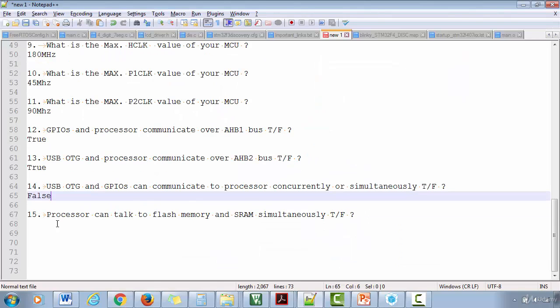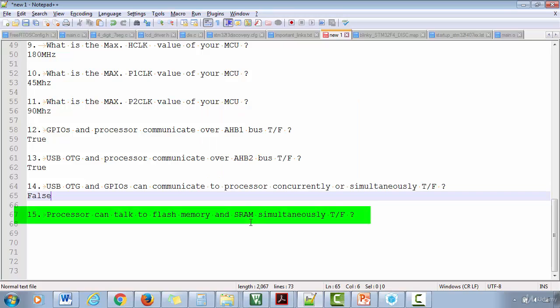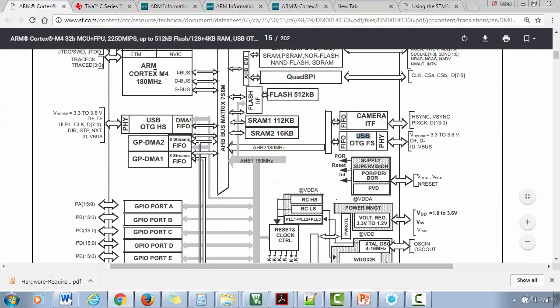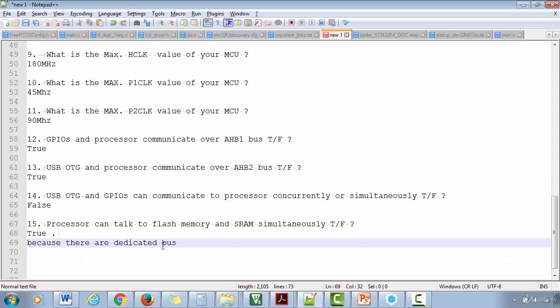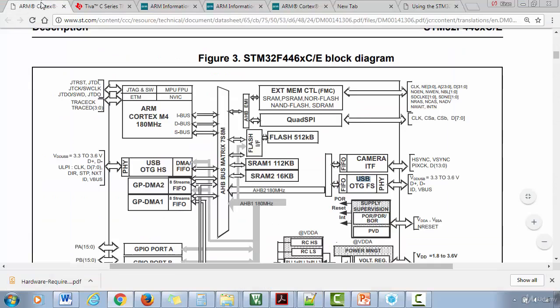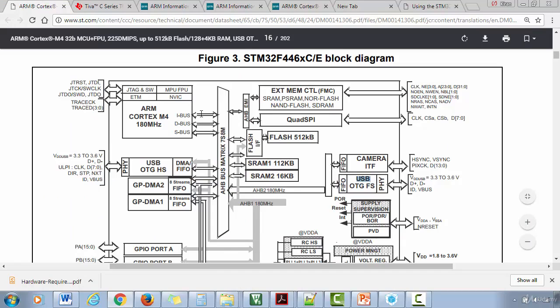The processor can talk to flash memory and SRAM simultaneously. What's your answer for this? The processor can talk to the flash and the SRAM simultaneously. That's true, right? Because there are dedicated buses. The processor can talk to flash over I-code and D-code, and at the same time it can talk to the SRAM over the system bus. So what's the problem? It can do that, right?